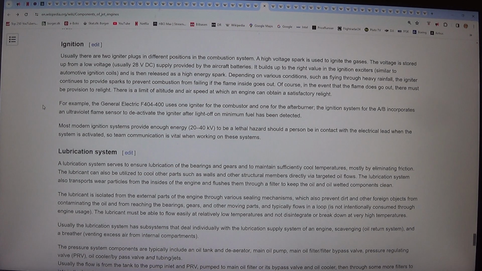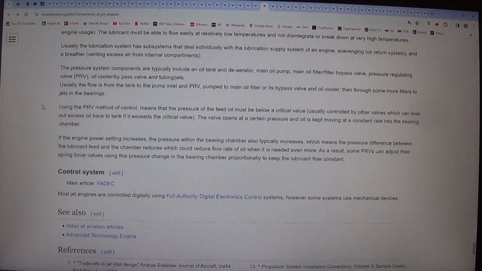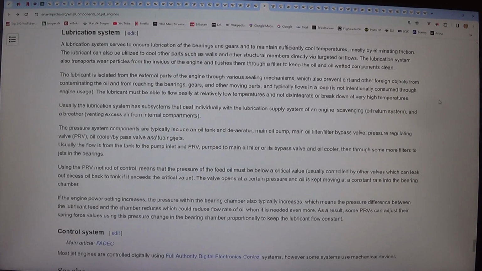A lubrication system. A lubrication system serves to ensure lubrication of the bearings and gears and to maintain sufficiently cool temperatures, mostly by eliminating friction. The lubricant can also be utilized to cool other parts such as walls and other structural members directly via targeted oil flows. The lubrication system also transports wear particles from the insides of the engine and flushes them through a filter to keep the oil and oil-wetted components clean.